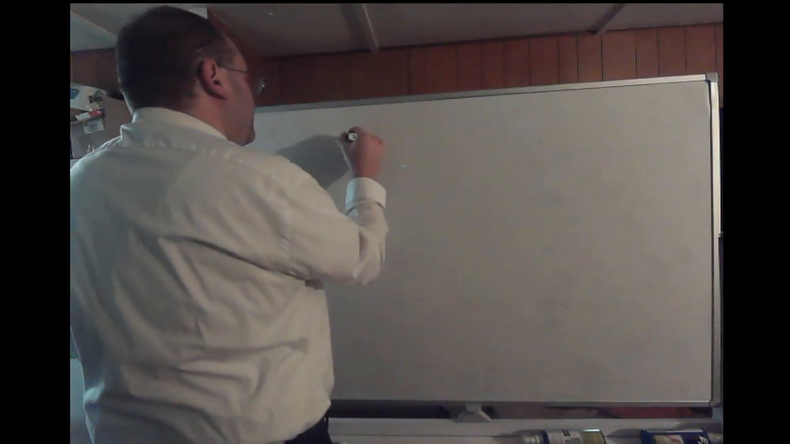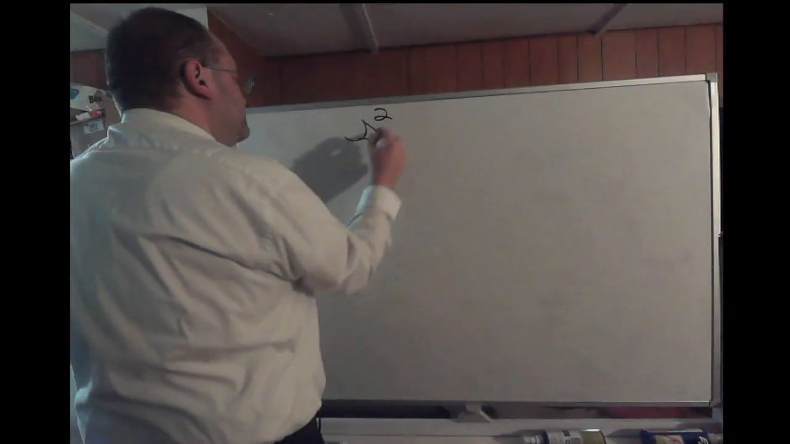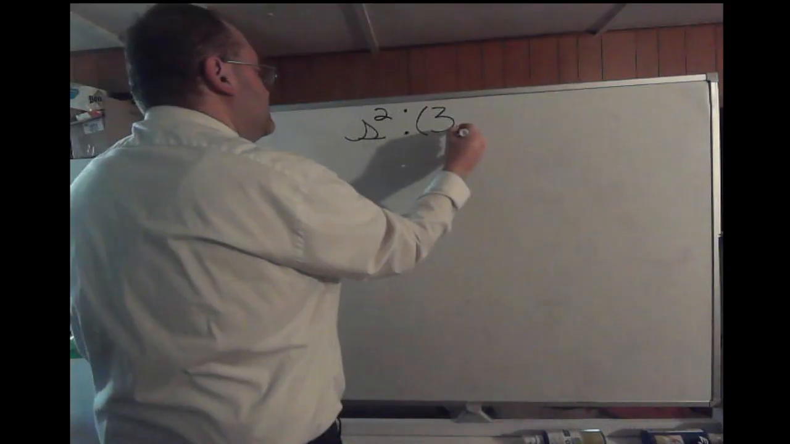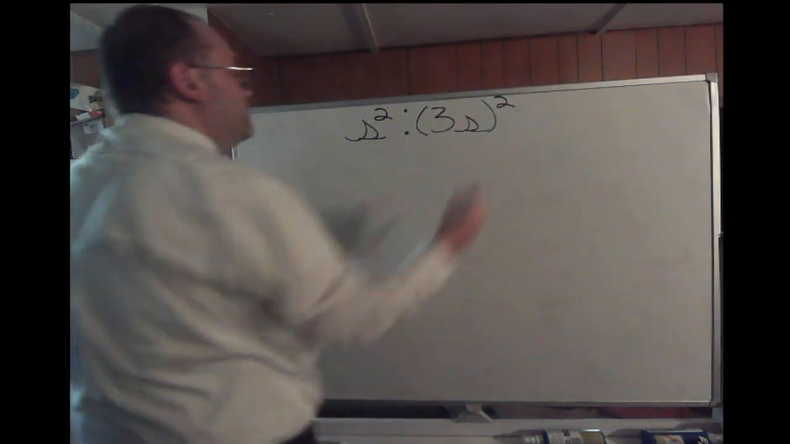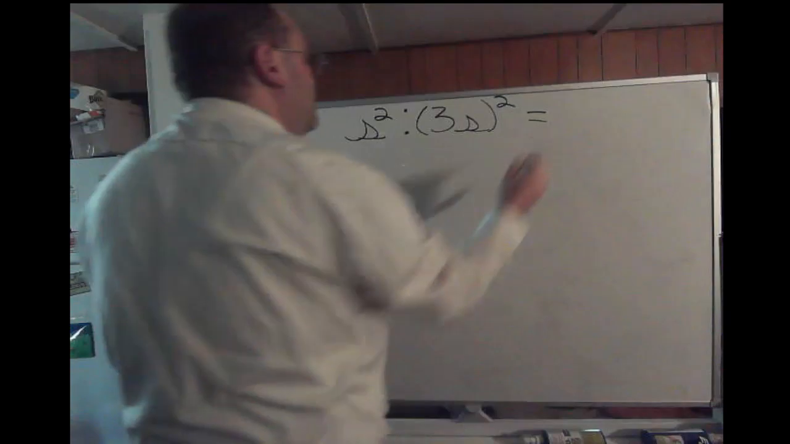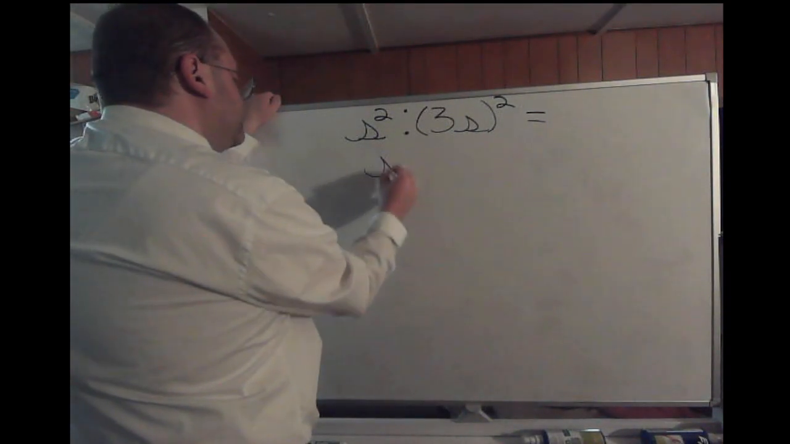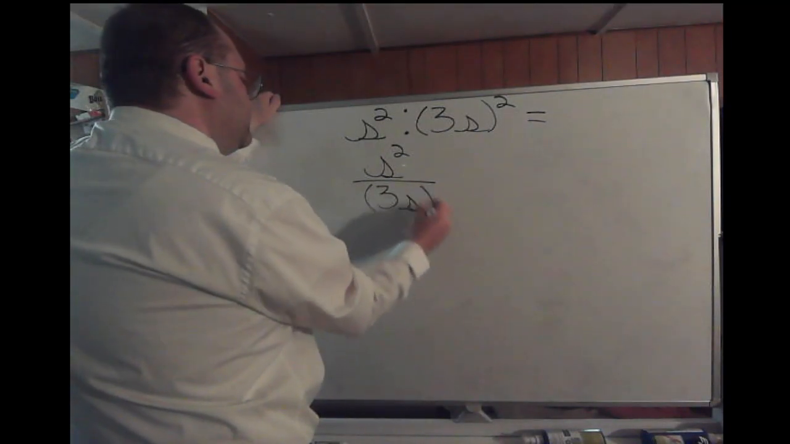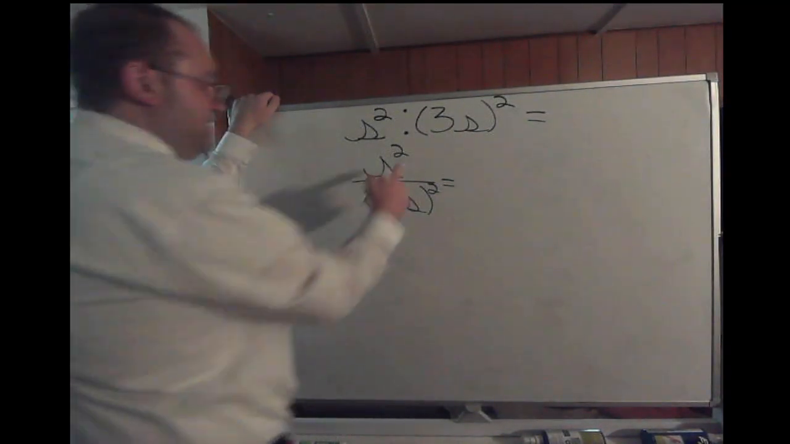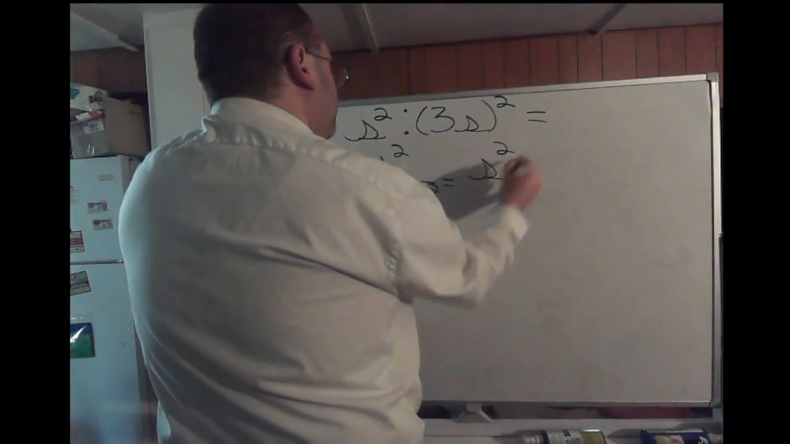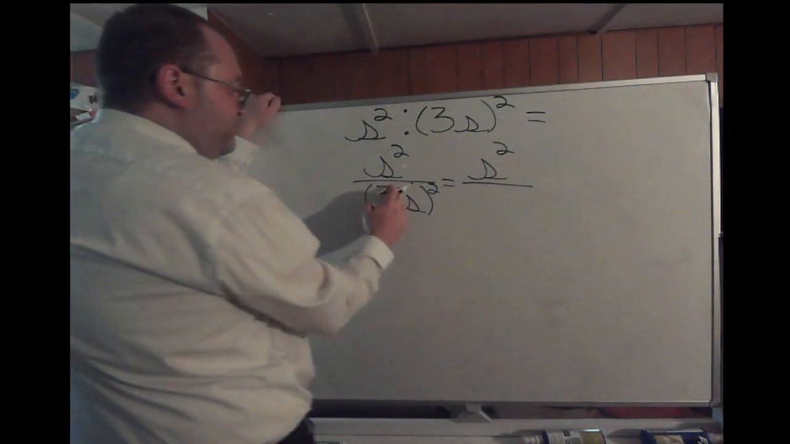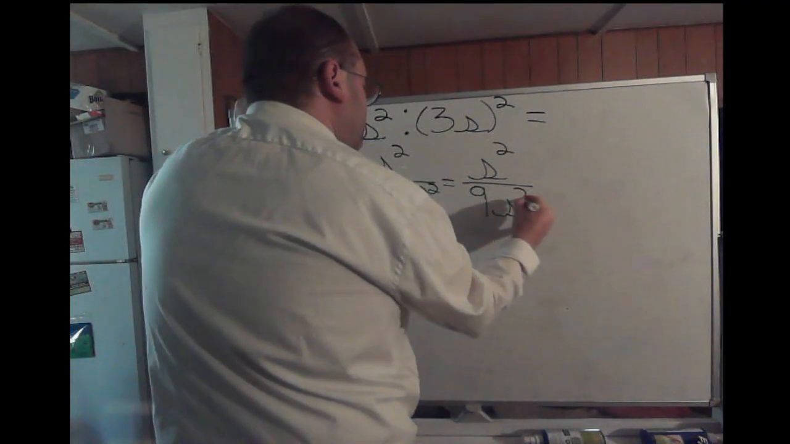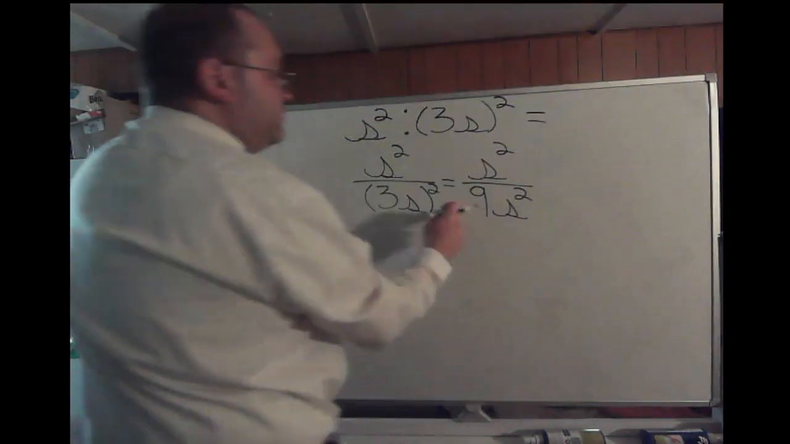Alright, let's see. We have s squared to the quantity of 3s, that quantity squared. Well, what we can do, of course, is write s squared over that quantity of 3s to the second power, which s squared will stay the same in the numerator. But what you're going to have in the denominator, 3 to the second power, that's 9. S to the second power is s to the second power. So now you have it as s squared over 9s squared.